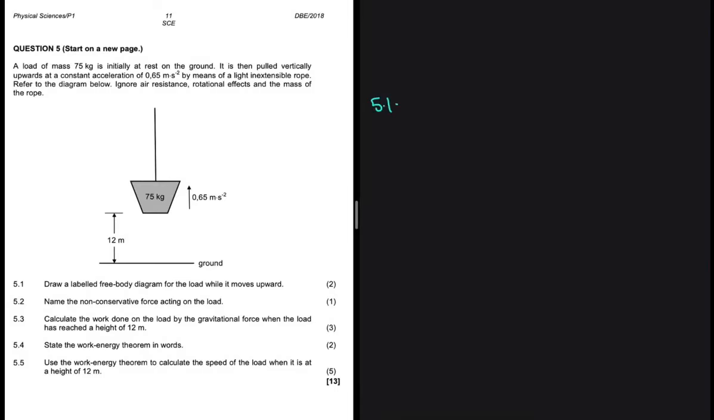So let's read through the question statement so that we can see what is happening here. A load of mass 75 kg is initially at rest on the ground. It is then pulled vertically upwards at a constant acceleration of 0.65 meters per second squared by means of a light inextensible rope. Refer to the diagram below, ignore air resistance, rotational effects, and the mass of the rope. Right, so our free body diagram. So our object is being pulled vertically upwards, right, by means of a rope.